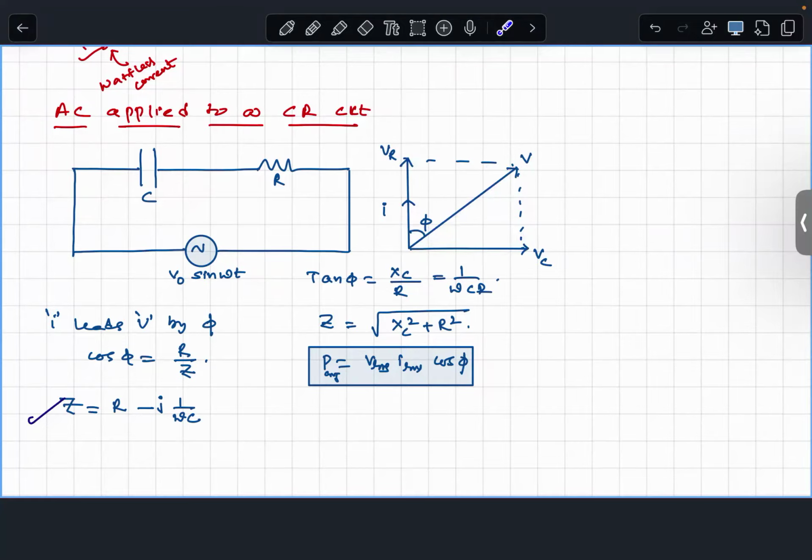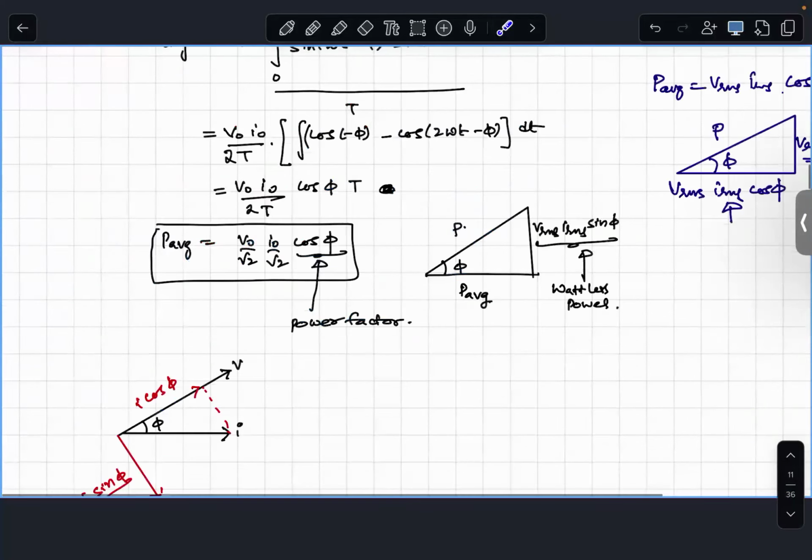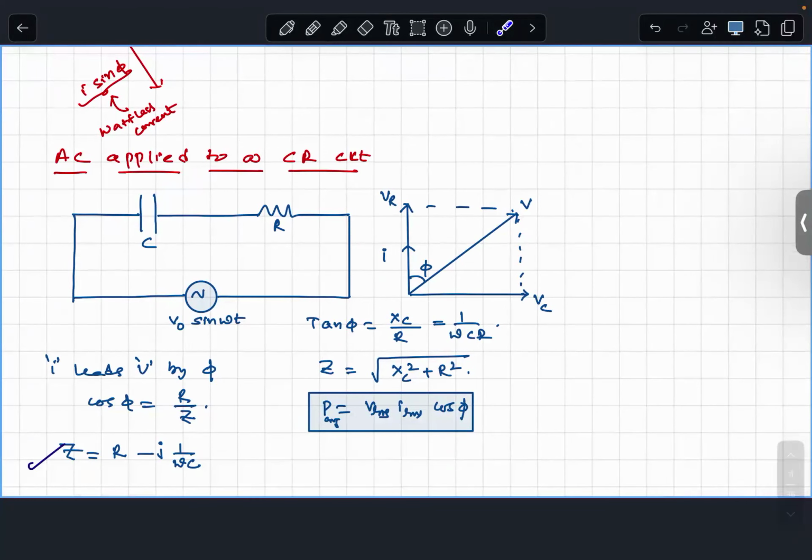But remember, this is VR, this is VC, and their resultant is V, what we applied. So from this, you can get Z as what we have done previously. Only in the place of XL, you are writing XC. Again, the same average power, V RMS, I RMS, cos phi. Boys and girls, any doubts? Okay, the one which we have covered is the LR circuit, and the other is the CR circuit. Any doubt till this point, boys and girls?